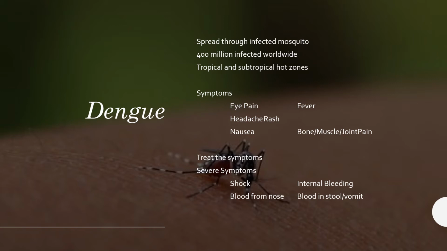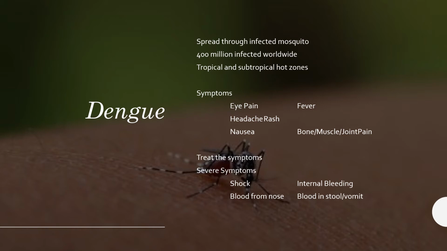If we do get it, we're going to treat the symptoms within 2 to 7 days. We're going to look for those: the eye pain, headache, rash, fever, etc. If we suspect that we have it, we want to protect others. So we want to be even more mindful about protecting ourselves from getting mosquito bites, because our infected blood can get back into mosquitoes, which can then infect another person.